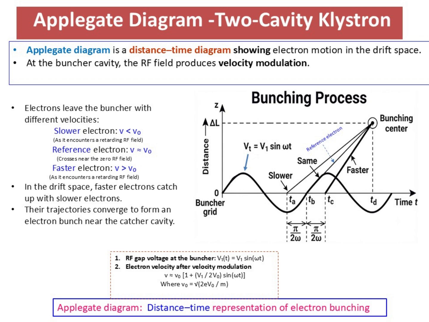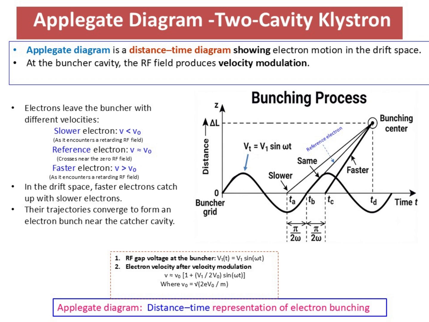Now observe the straight electron trajectories. The faster electron gradually approaches the reference and slower electrons. The slower electron lags behind. As the electrons move through the drift space, these trajectories converge. This convergence represents the formation of an electron bunch. The bunch is ideally formed near the catcher cavity so that maximum energy can be transferred to the output RF field.